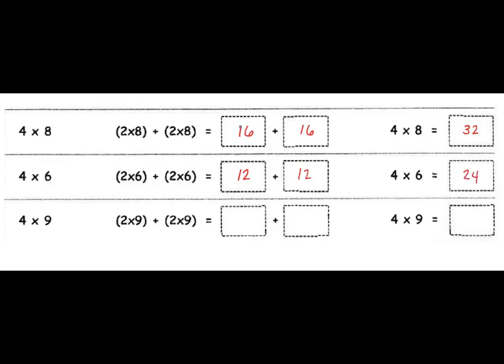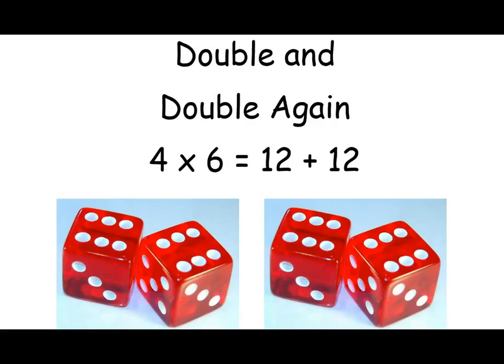To find 4 times 9, I'll take 2 groups of 9, which is 18, add that to another 2 groups of 9 for another 18. 18 plus 18 is 36, so 4 times 9 is 36. We can also call that strategy double and double again.